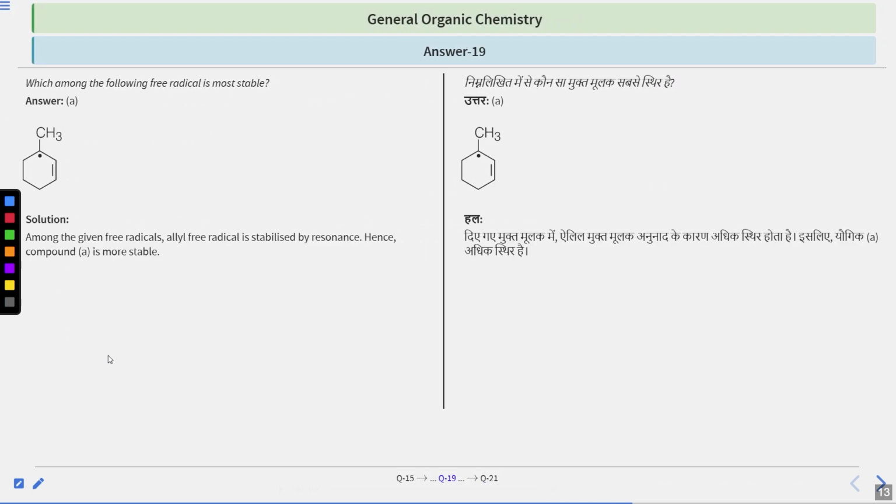Okay, let's see. The correct answer is option A, that is this 3-methyl cyclohexene free radical. Among the given free radicals in the options, the allyl free radical is stabilized by resonance. Again, here resonance will happen. In the cyclic structure, resonance is more stable. That's why in this structure, resonance will happen and it will get stabilized by the resonance, and thus compound A is more stable than the rest of the options. And thus, A option is the correct answer.